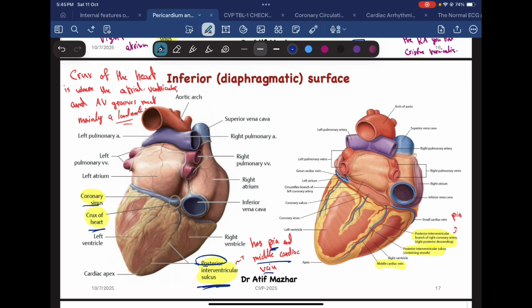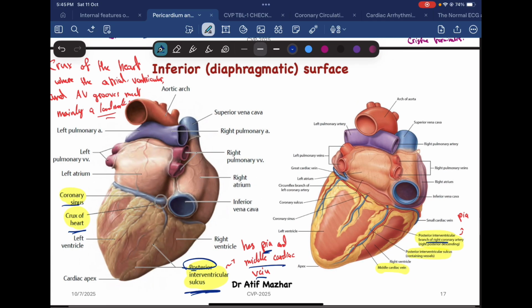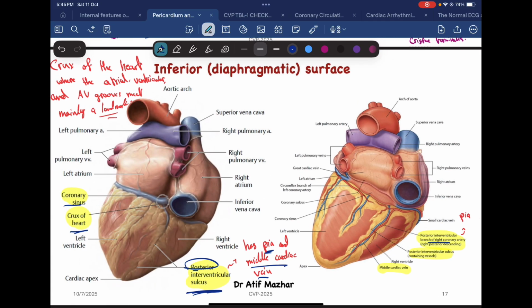PIA determines dominance. As you can see here, it is the posterior interventricular branch of the right coronary artery, because this heart is just a right dominant heart. PIA determines dominance. If it's branching from the right coronary artery, then what is it? It's a right dominant heart. If it's branching from the left coronary artery, then what is it? It's a left dominant heart. And you have here the same sulcus that we talked about, the posterior interventricular sulcus. In it, you'll find the middle cardiac vein and the PIA.